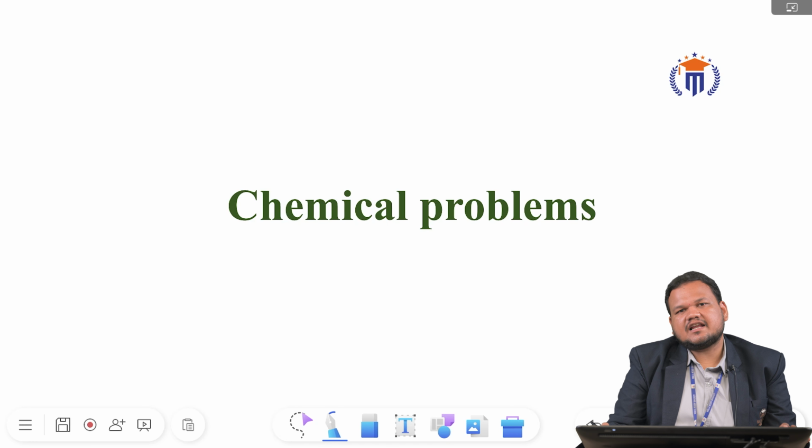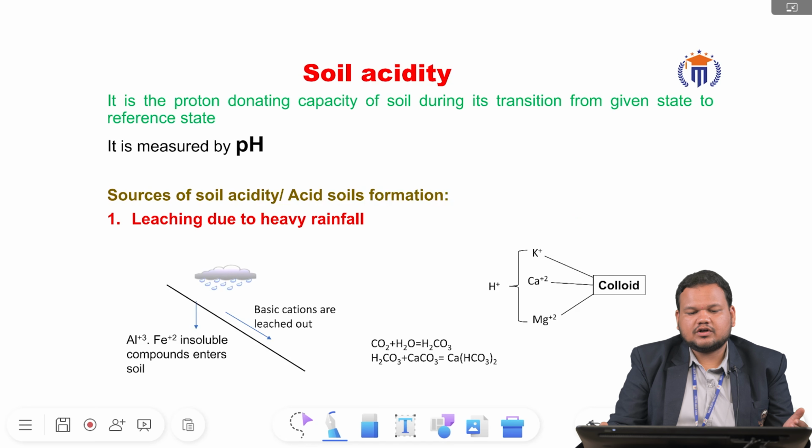So these are the physical problems associated. Next, coming to the chemical problems. First is soil acidity. Basically, soil acidity is the proton donating capacity of the soil during its transition from a given state to a reference state, which is measured using pH.